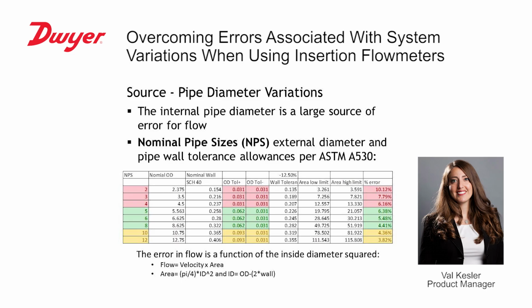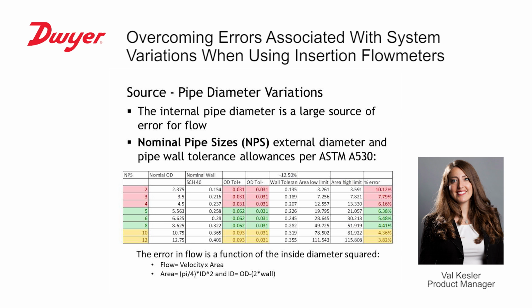We also find that internal pipe diameter can be a large source of error when it comes to flow measurement. The reason for that is, when you have an insertion flow meter, you depend on the cross-sectional area to take the velocity to give yourself your flow measurement. And if you just look at the nominal pipe sizes and the tolerance ranges allowable for both the external diameter and the pipe wall tolerances, you can actually stack up to a fairly significant amount of error.